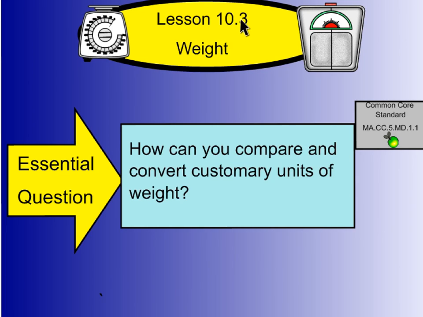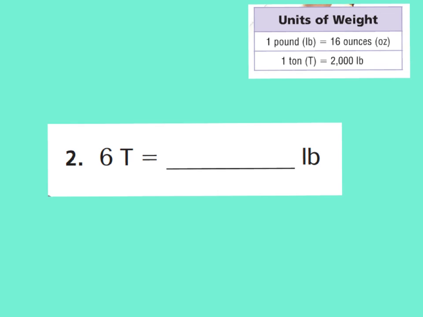Welcome to Lesson 10.3, Weight. Our essential question is, how can you compare and convert customary units of weight? Let's get started on Lesson 10.3. For this lesson, we're only going to be looking at two types of units of measurement when comparing and converting weight. We're going to be talking about pounds to ounces and tons to pounds. These are going to be the two that we're going to focus on.